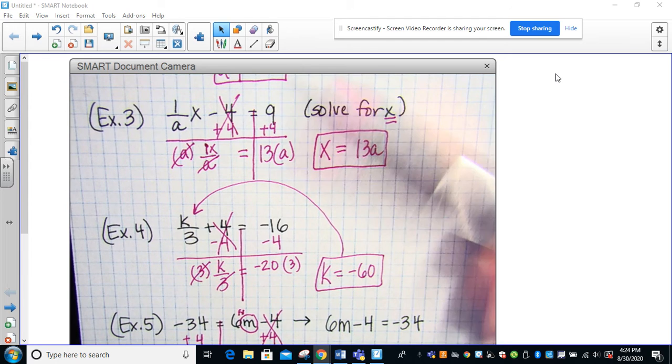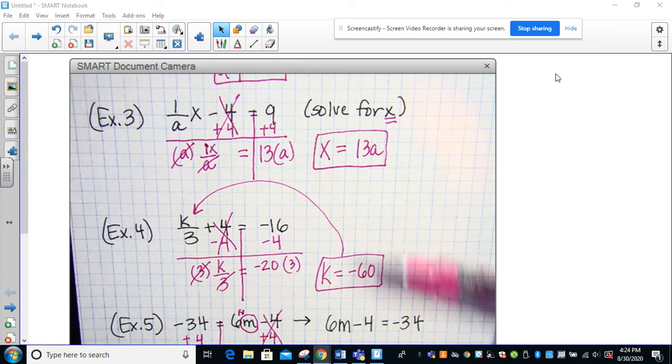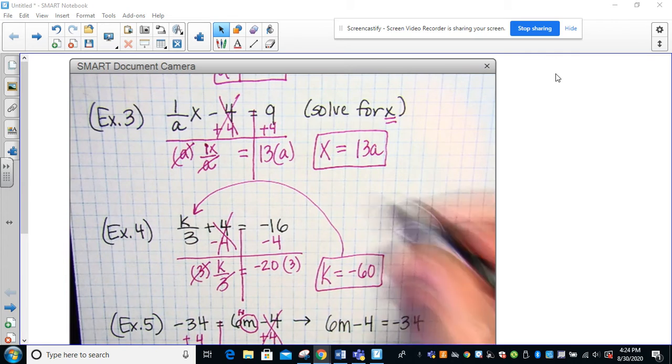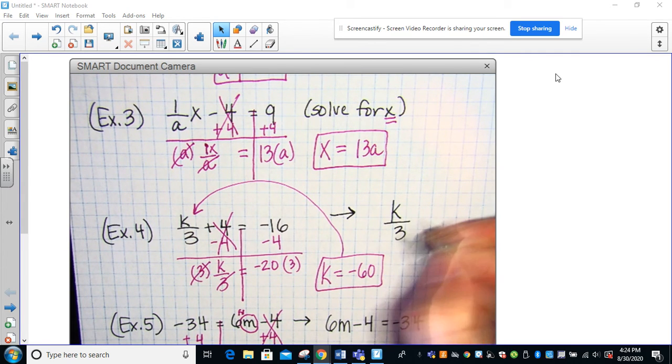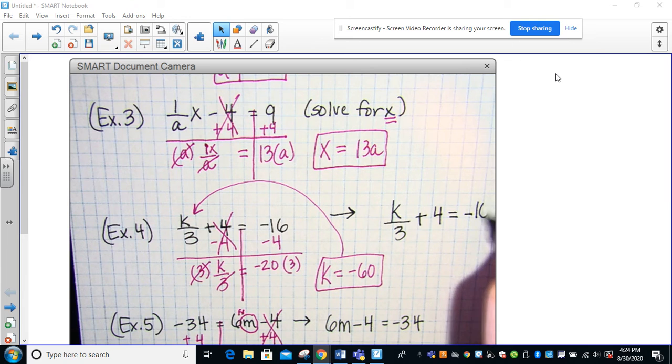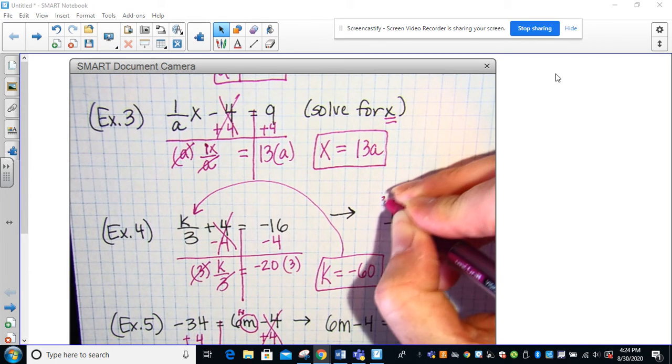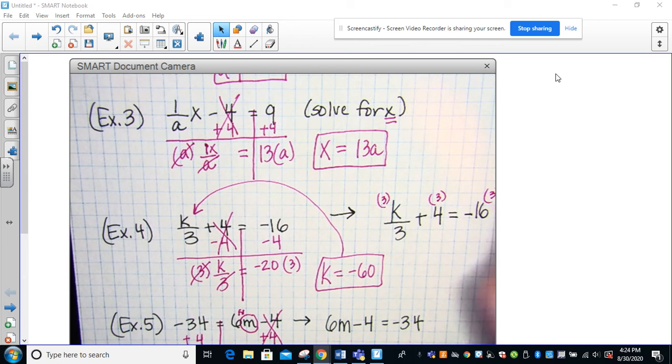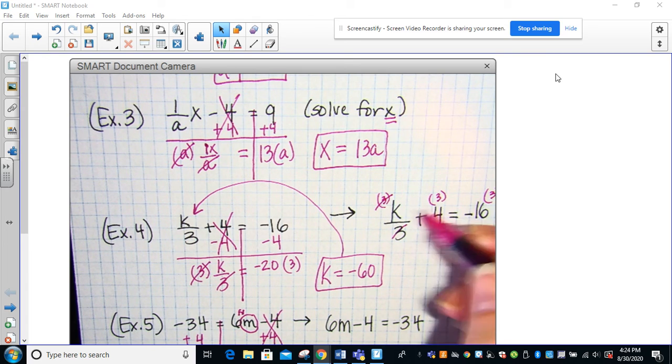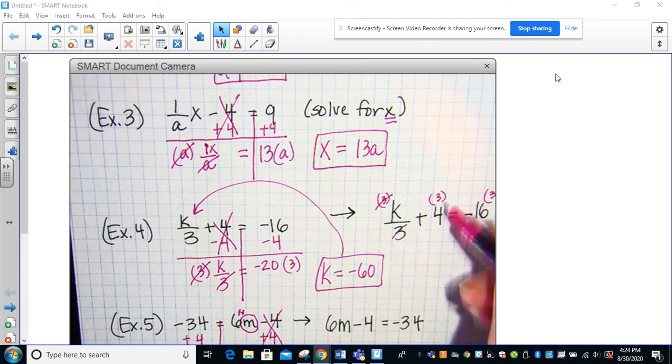So again, don't let fractions mess you up. If it helps, let me give you another little hint here. K divided by 3 plus 4 equals negative 16. If it helps to get rid of that fraction or get rid of that denominator, you can do that by multiplying everything all the way across by 3. And that would get rid of that. And then you would have K plus this and this multiply together. And then you could work it out and you'd get the same answer. You'd still get a negative 60. Again, two-step equations.